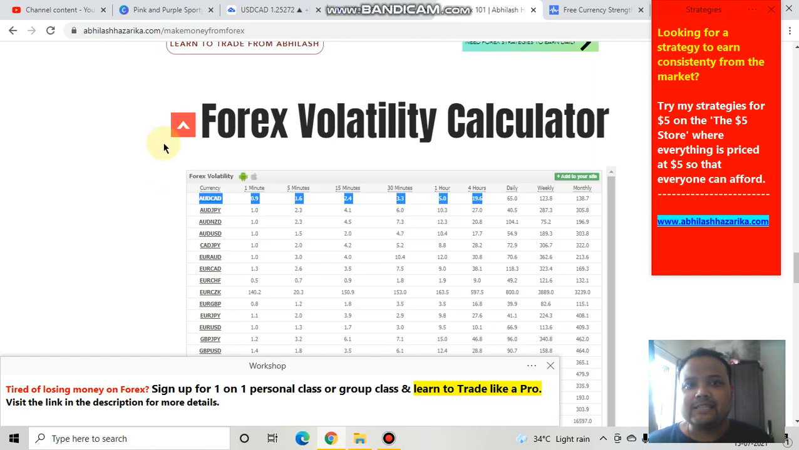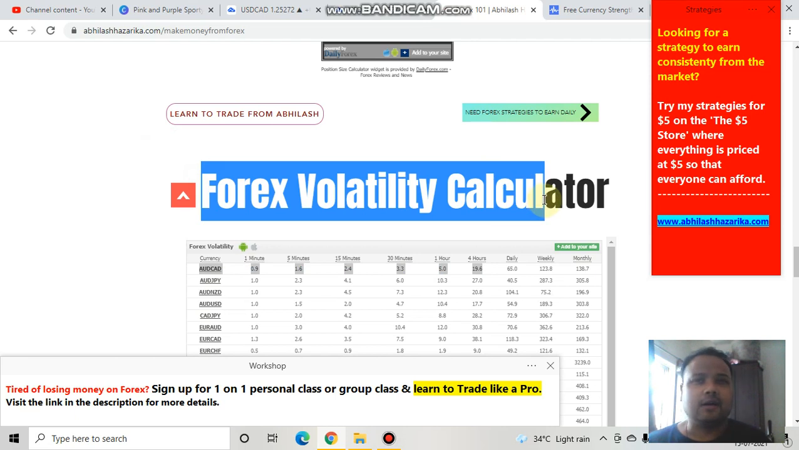So this Forex Heat Map and the Forex volatility calculator come in handy when it comes to identifying good pairs to trade, because volatility is what we need. Anyways, this is all about the USD CAD.